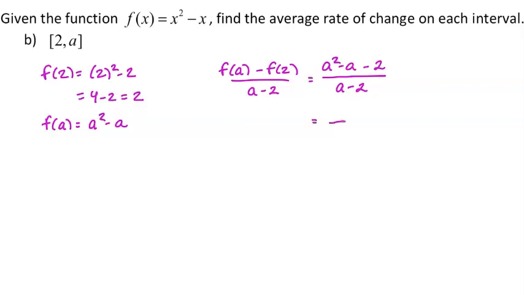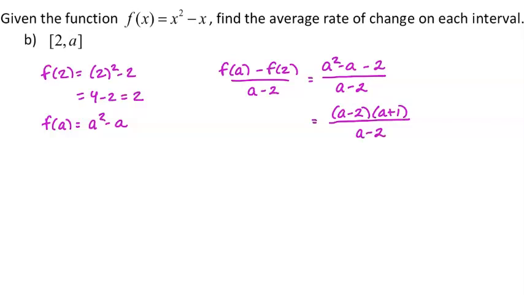So two numbers that multiply to -2 but add to -1, this factors to (a - 2) times (a + 1). You can check that by FOILing. Do your firsts, your outsides, your insides, and your lasts. Check that it matches up with our original trinomial, all over a - 2.